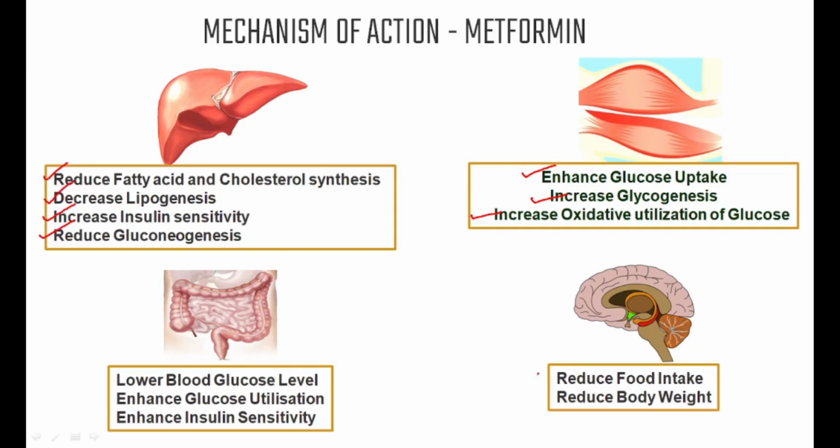In the brain, it reduces the food intake, and you can say that it reduces body weight. If you remember, when we discussed the sulfonylureas, we said that sulfonylurea is responsible for weight gain, and that's why it may not be suitable for obese people. But here metformin is helpful to reduce body weight. While acting on the GIT, it helps reduce the blood glucose level, enhances glucose utilization, and also increases insulin sensitivity. So these are the major effects of metformin. We'll see the mechanisms one by one.